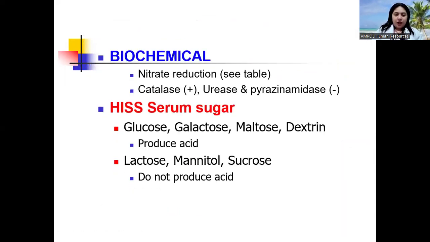So, biochemical reaction: nitrate reduction, catalase, urease, and pyrazinamidase. Urease and pyrazinamidase are negative, but catalase is positive. Sa Hiss serum sugar, they produce acid from glucose, galactose, maltose, and dextrin. Sa lactose, mannitol, and sucrose, they cannot produce acid.